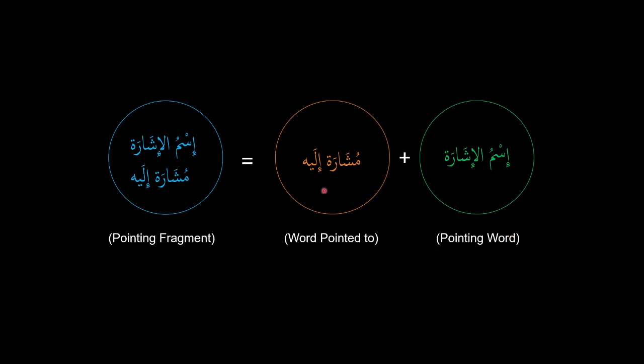Then you have the mushara ilay, which is what you're pointing to, for example, that car. So the car would be the mushara ilay. Together it is known as ismul ishara mushara ilay, which is the pointing fragment. Since we already went over the ismul ishara, let's take a look at mushara ilay.